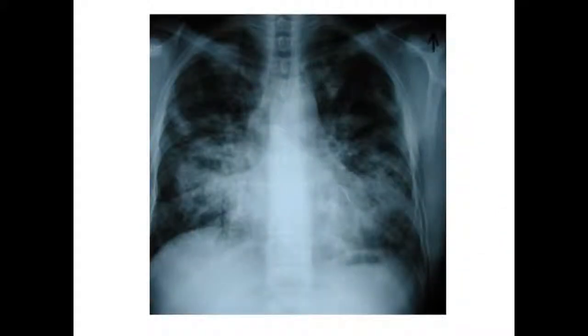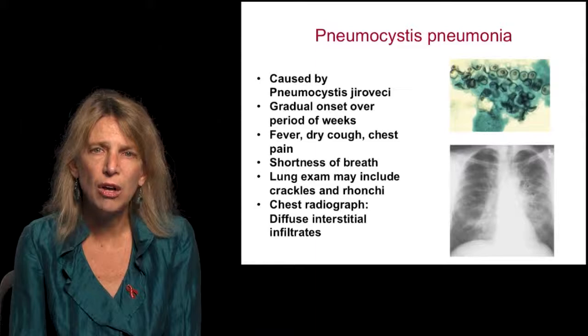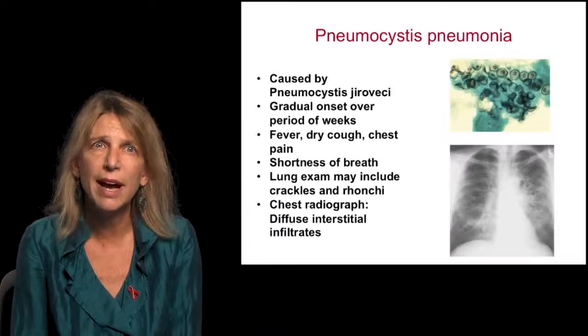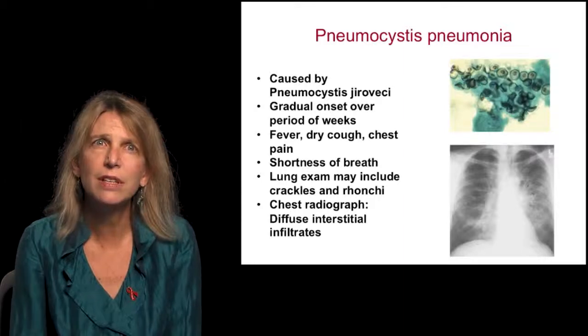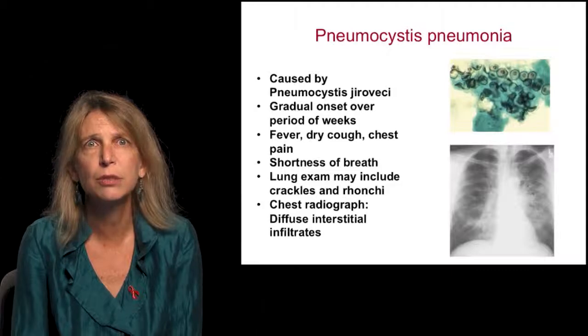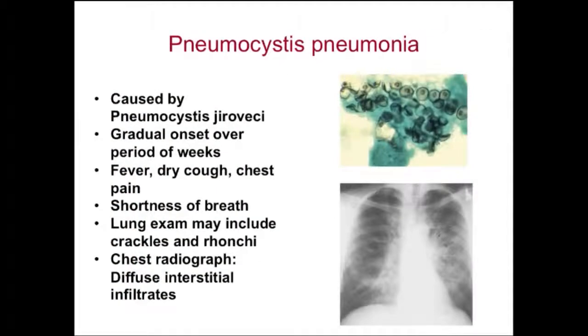Here is shown the characteristic radiographic finding in pulmonary Kaposi sarcoma. Pneumocystis pneumonia is a hallmark AIDS-defining condition. It is caused by the fungus Pneumocystis jirovecii. Patients present with a gradual onset over a period of weeks of fever, dry cough, and chest pain. Patients often complain of shortness of breath. The lung exam may be normal, but it may also include crackles and rhonchi. The chest radiograph, as shown here, typically reveals diffuse interstitial infiltrates.